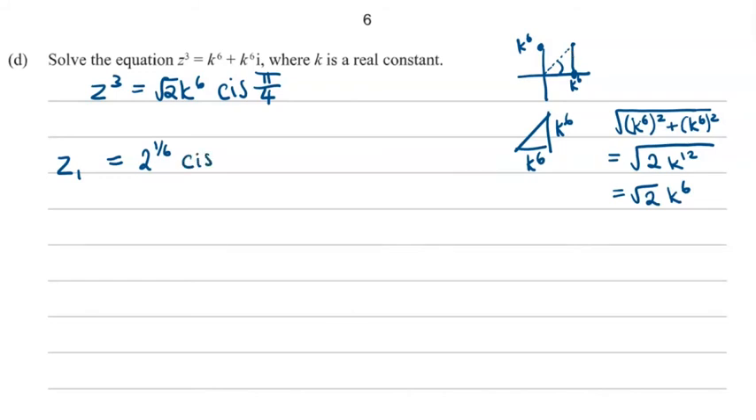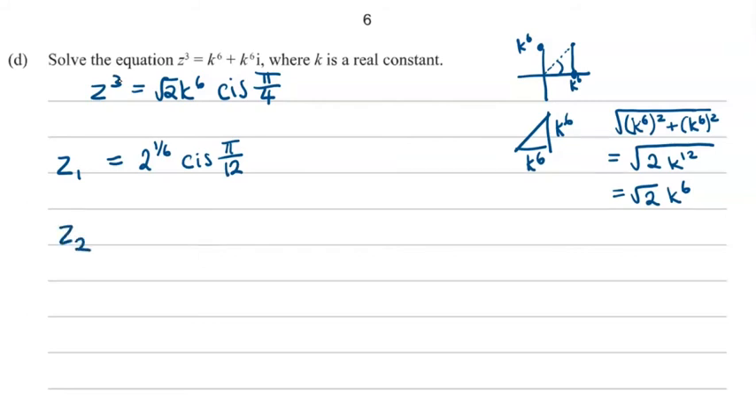Then for the argument, we do the original argument of pi by 4, and we divide by 3, because we are solving that cubic, so the argument gets divided by 3. So this will become pi by 12. So a quarter divided by 3 is a 12th.